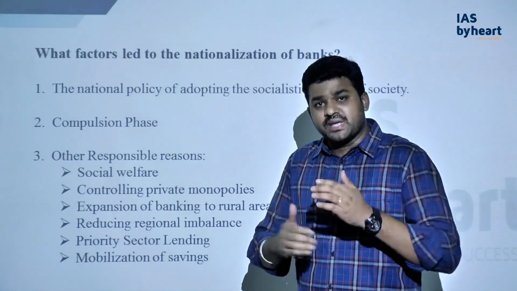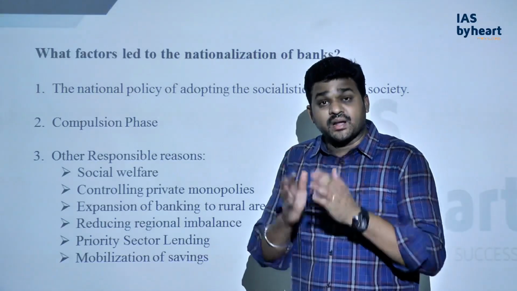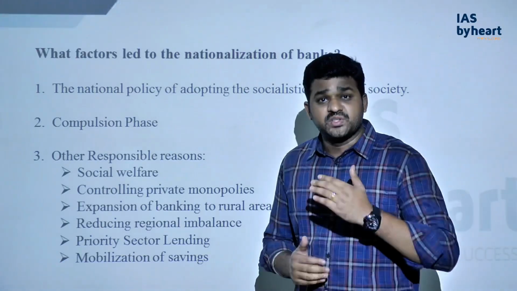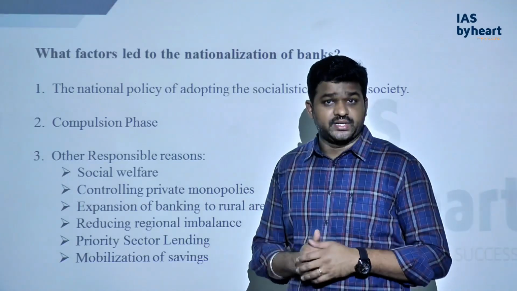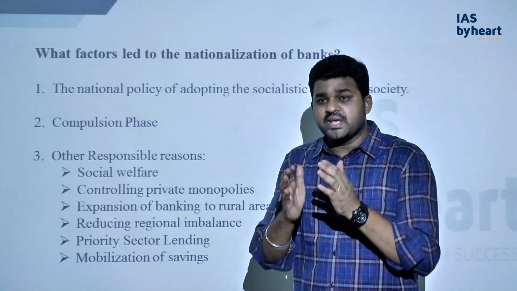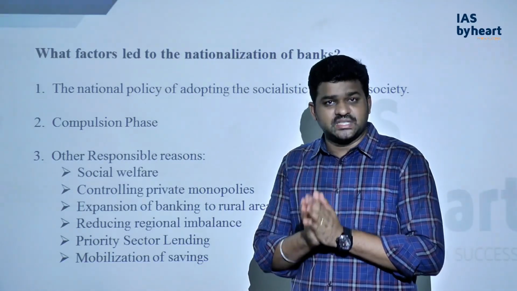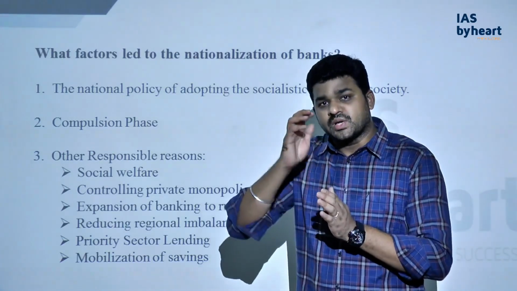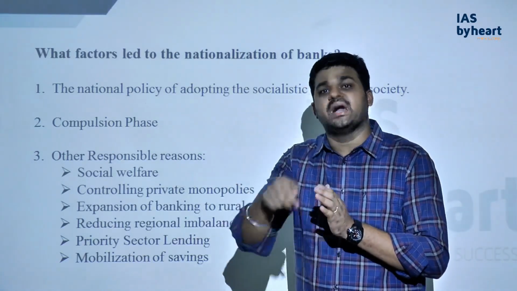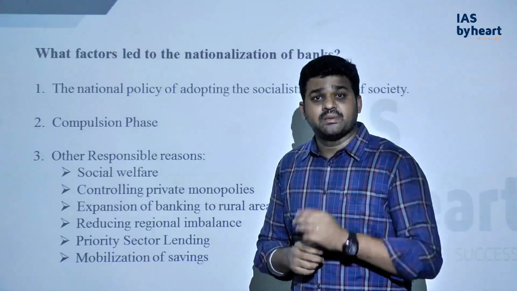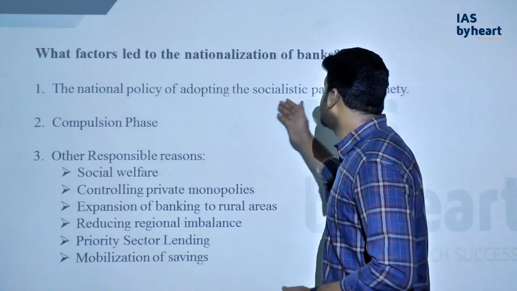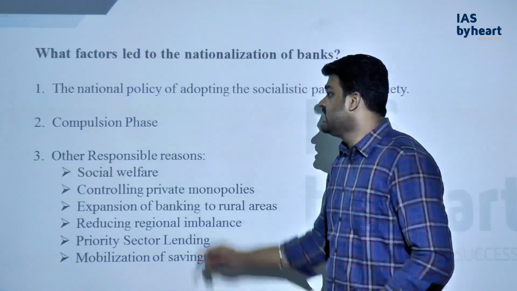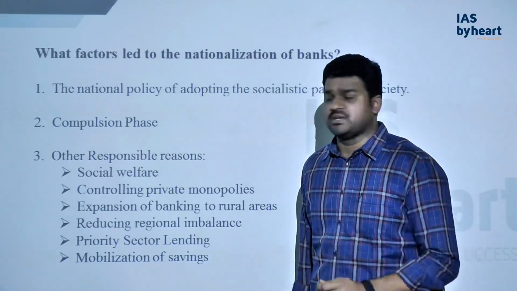We are not adopting the capitalist model of society, we are adopting the socialist model of society, which means the welfare of the people is important. So the policy or the motive of past Prime Ministers led the government to control the banks within the ambit of government. Only then will the policy be called a socialistic pattern of society. That is one.